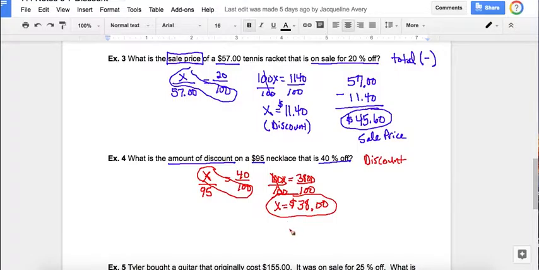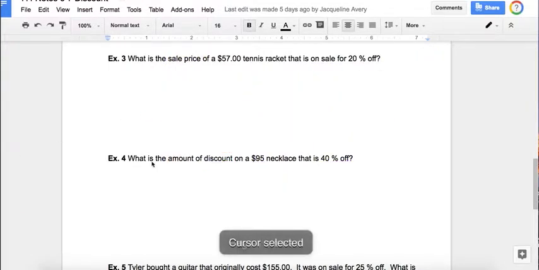And now, this $38 represents the discount. And guess what? That's what the question was asking for. What is the amount of discount? Once I solve that proportion for the part, I've identified the discount. Okay, and our last example here.